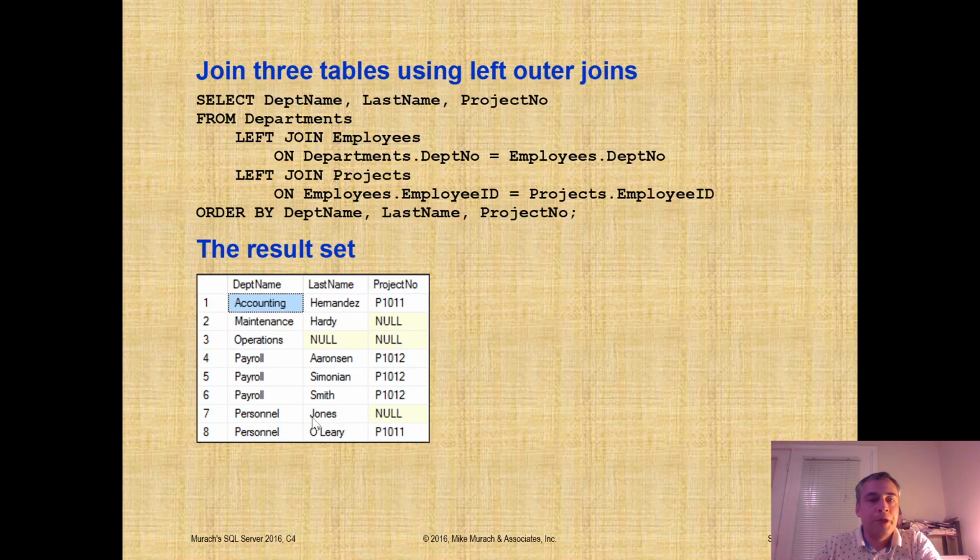All right, we can join 3 tables using left outer joins, left joins basically. Departments. Here is everything from departments, all the information from departments. Notice that some values are repeated because there is more than one person assigned to payroll and to personnel. That's why they are repeated.